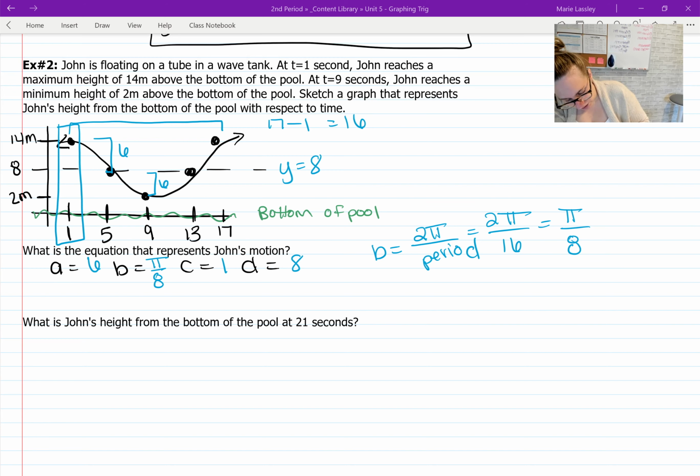It is y equals, one last thing, we need to look at our graph. Going from highest point to other highest point, start to finish, that is a cosine graph. So I need to make sure that I use cosine for my equation. So y equals 6 cosine, parentheses, pi over 8, parentheses, x minus 1, plus 8.